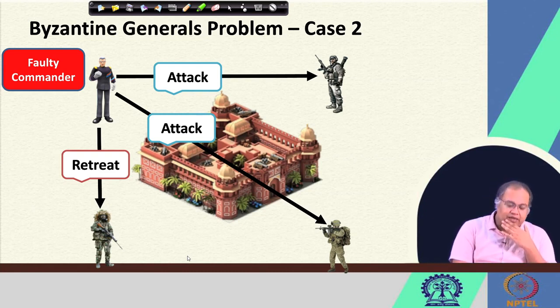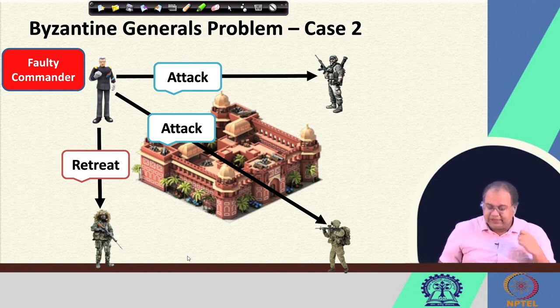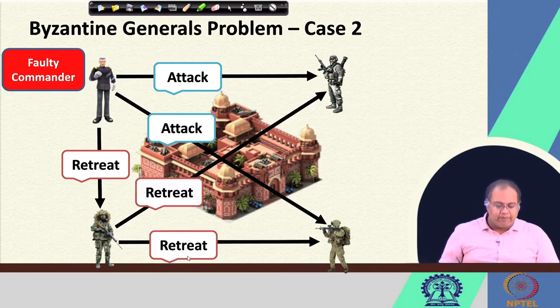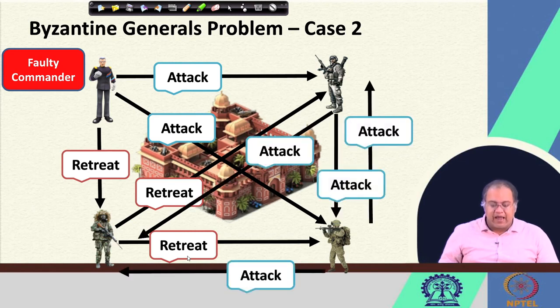So, what I am doing is assuming first that the commander is faulty. Now, when the commander is faulty, what is the commander going to do? The commander is going to send attack to 2 of the lieutenants and retreat to 1 lieutenant. Now, when that is the case, the lieutenants are also going to share the messages among themselves. The lieutenant who has received a retreat sends a retreat to others, and similarly the ones who have received the attack forward that information to others.